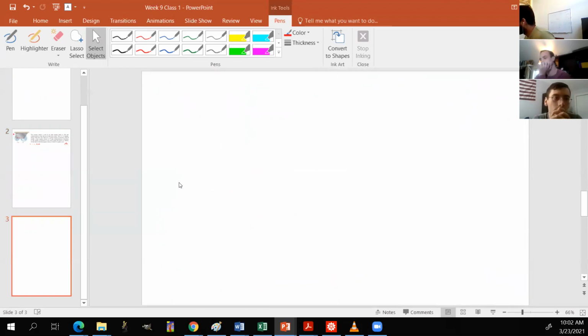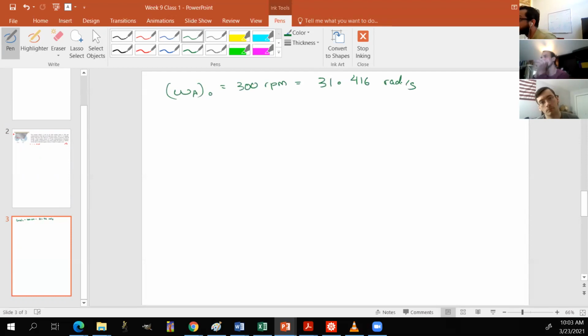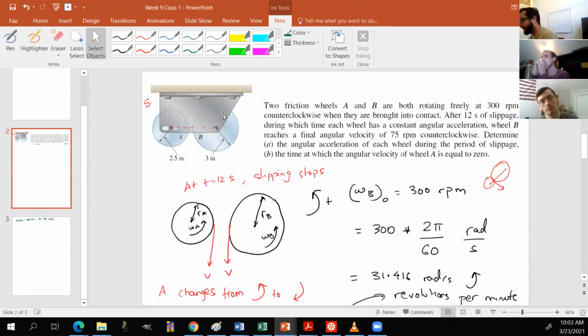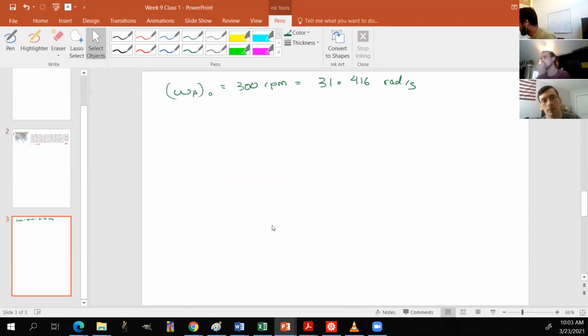Okay, then let's look at wheel A, what's happening. So for A, initially, it's moving counterclockwise 300 RPM. Right, so that's going to equal the same thing, which is, I'm not doing the conversion for you guys, just 31.416 radians per second, right? Do you guys understand the fact that despite them being different sizes, the angular velocity can be the same? It's just they're sweeping the same angle in the same period of time initially. All right, so that's 31.416 radians per second.